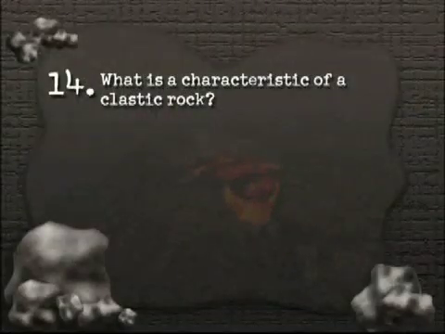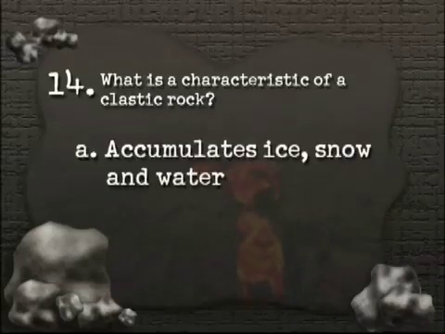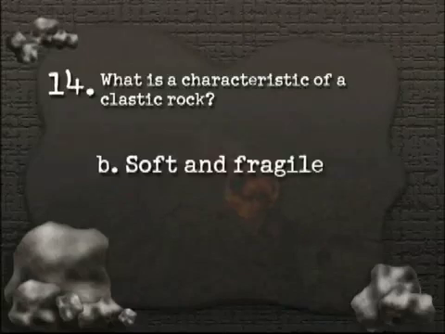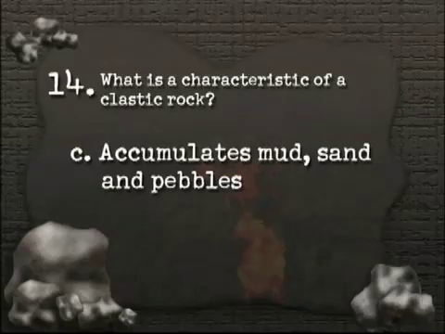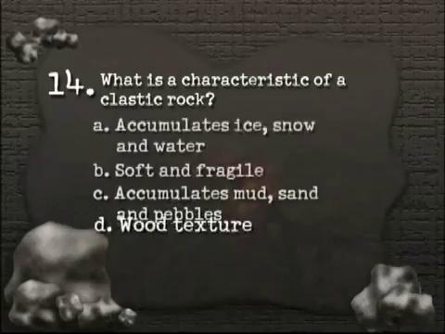Question 14. What is a characteristic of a clastic rock? A. Accumulates ice, snow, and water. B. Is soft and fragile. C. Accumulates mud, sand, and pebbles. Or D. It has a wood texture to it.